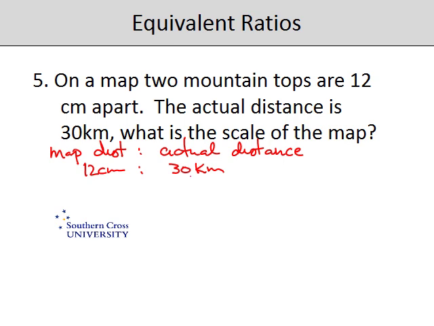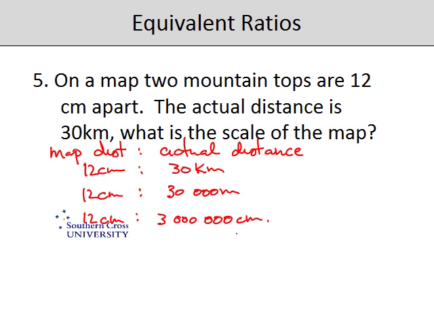So we need to make those uniform. So we'll leave this as 12 centimetres. So this becomes 30,000 metres. So then it's 12 centimetres to... Now to get this one into centimetres, we need to times by 100. So that becomes 3 million centimetres. Now we can forget about the units because they're the same. So it's 12 to 3 million.